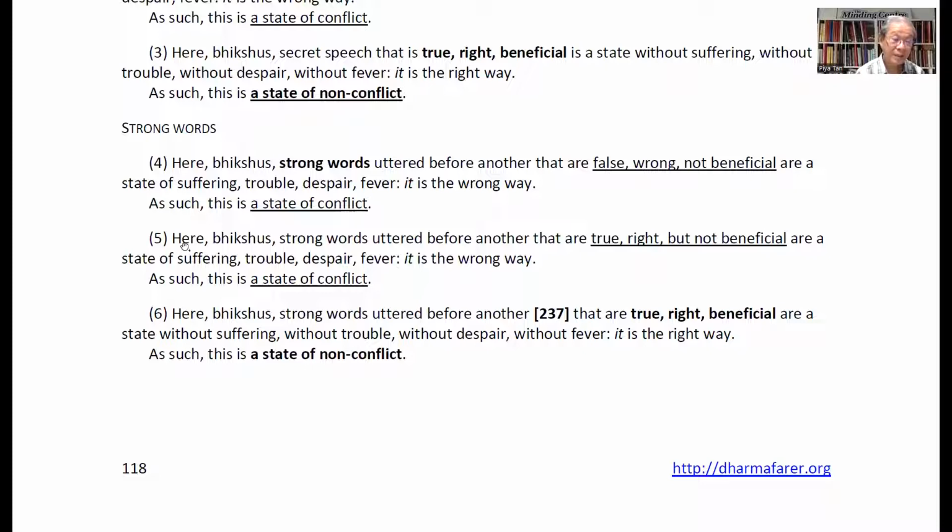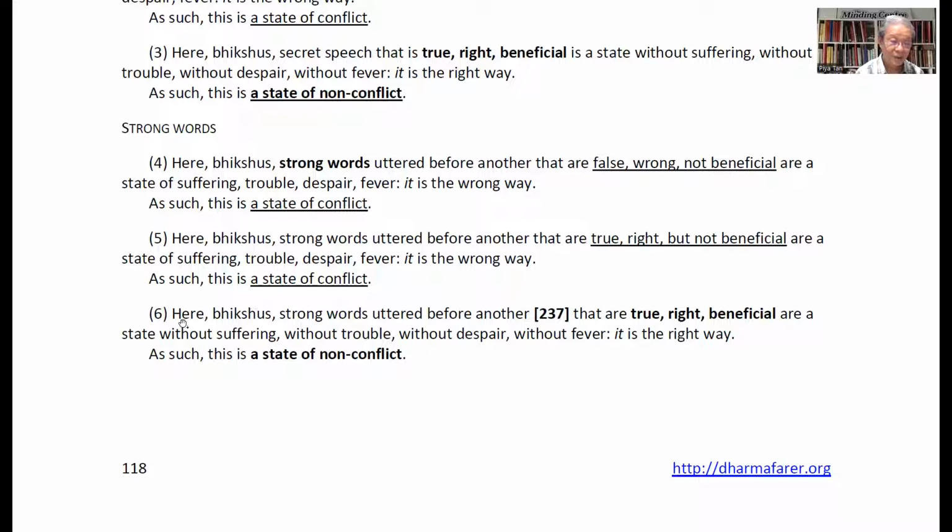5. Here bhikshus, strong words uttered before another that are true, right, but not beneficial are a state of suffering, trouble, despair, fever. It is the wrong way. As such, this is a state of conflict.